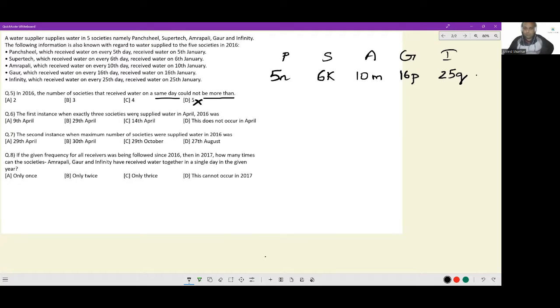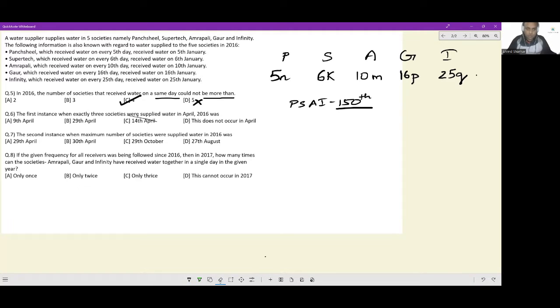So 5 is definitely not possible. Let's see 4. 5, 6, 10, and 25. I'm just checking 150th day. P, S, A, and I will all get water on the 150th day. It is a multiple of 5, it is a multiple of 6, it is a multiple of 10, and it is a multiple of 25. So on the 150th day, all 4 of them can get water. So the number of societies that receive water on the same day could not be more than 4. 5 is not possible, but 4 can be done. So it cannot be more than 4.